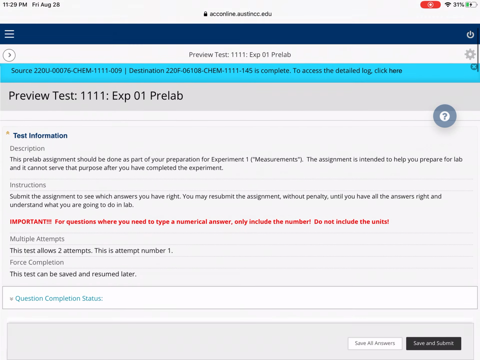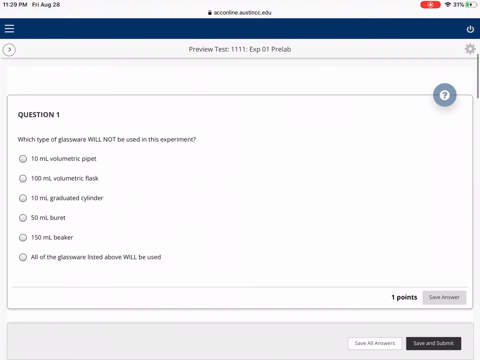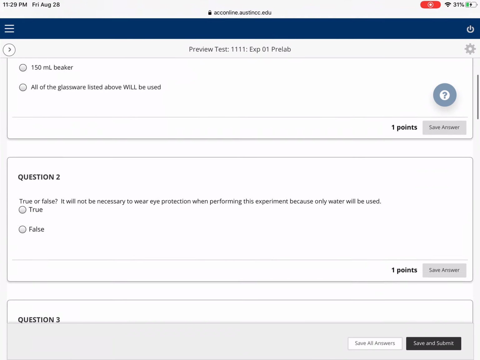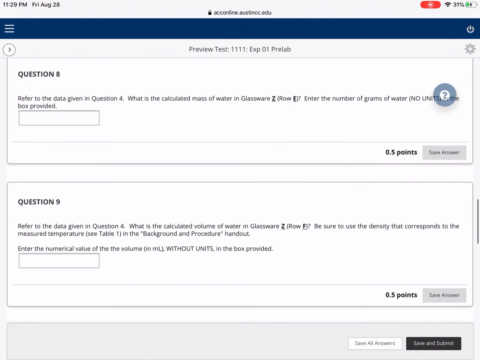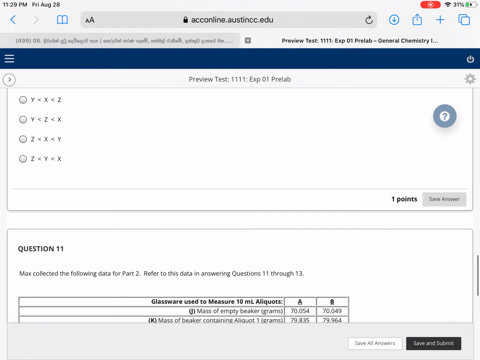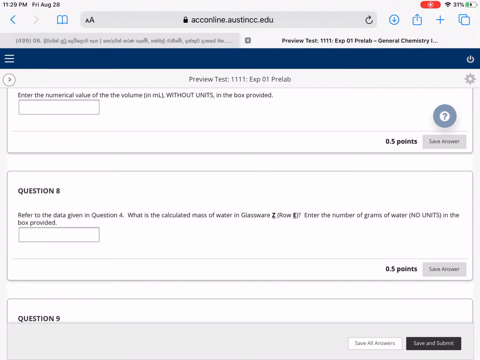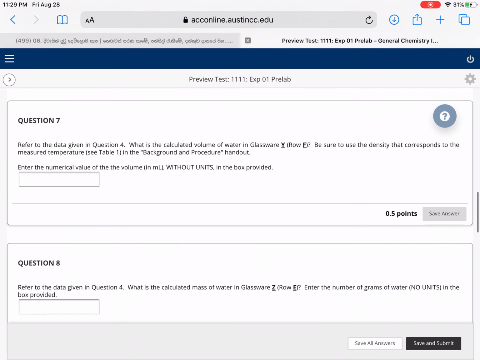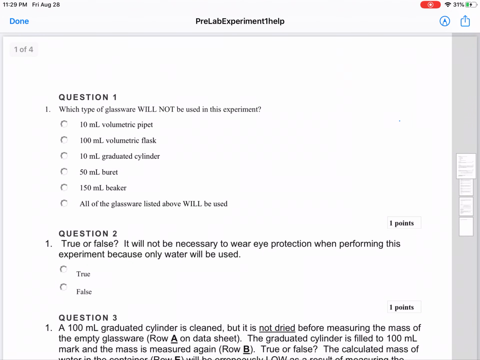Okay, so there are 2 attempts, and I will get your highest attempt. So you will see the questions like this: question 1, 2, 3, 4, like that. Okay, and let me help you to do some of these questions with you guys. I cannot write anything on this one, so let me go to my PDF version so I can show you how to do the calculations. Okay, let's go ahead and open that.